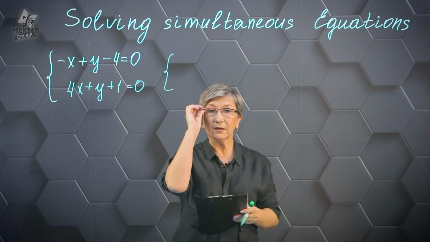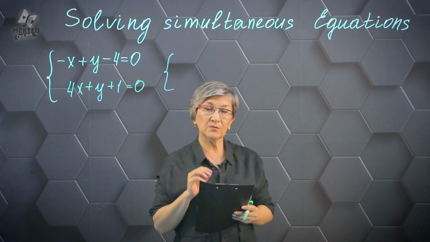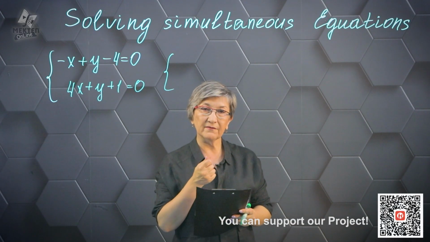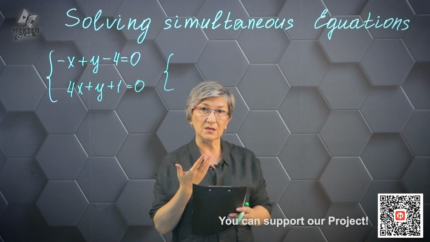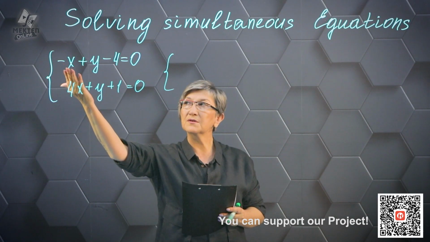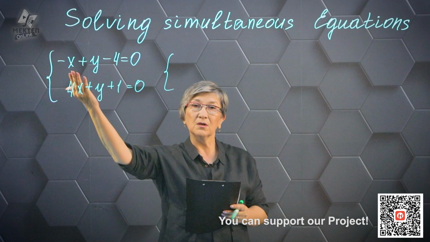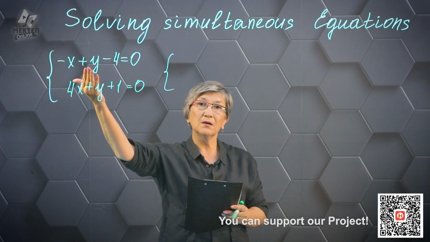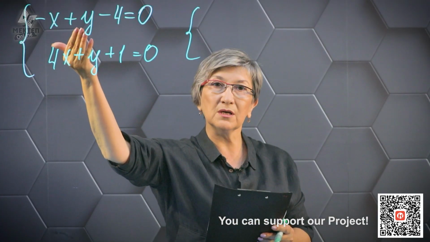Let's remember the algorithm for solving a system of equations by substitution. To do this, we need to choose a variable that has a coefficient equal to positive 1. In the first equation, x has a coefficient equal to minus 1. Of course, we can express this variable, but we have the variable y, which has a coefficient of plus 1. So let's express the variable y from the first equation.